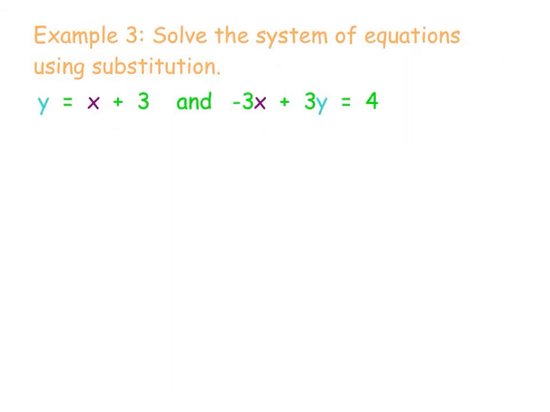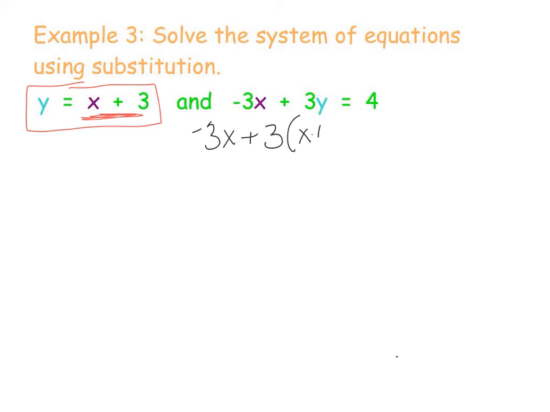Let's take a look at one final example together. The first equation is in the correct format. It's in the format of y equals x plus 3. So y is equal to x plus 3. Let's take that and substitute it into our second equation. Negative 3x plus 3y. So instead of y, I'm going to fill in x plus 3 there because that's what y equals.